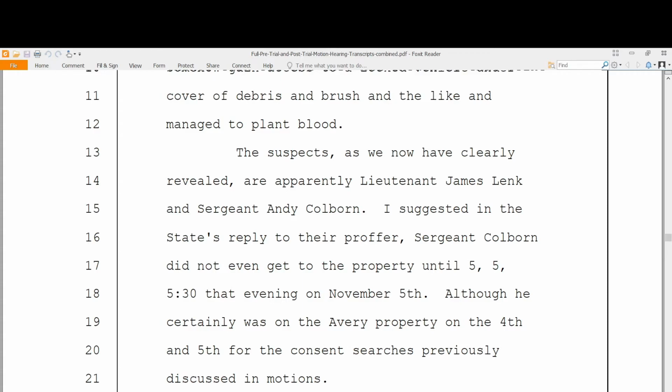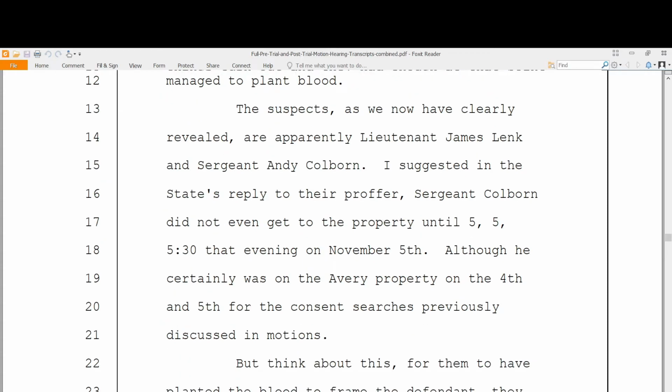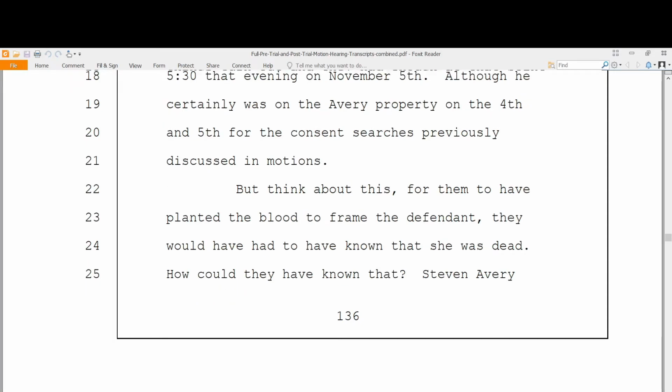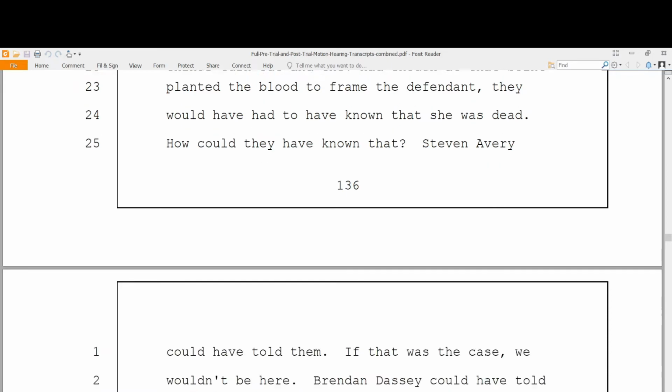As suggested in the state's reply to their proffer, Sergeant Colborn did not even get to the property until 5:30 that evening on November 5th, although he certainly was on the Avery property on the 4th and 5th for the consent searches previously discussed in the motions. But think about this: for them to have planted the blood to frame the defendant, they would have had to have known that she was dead. How could they have known that?